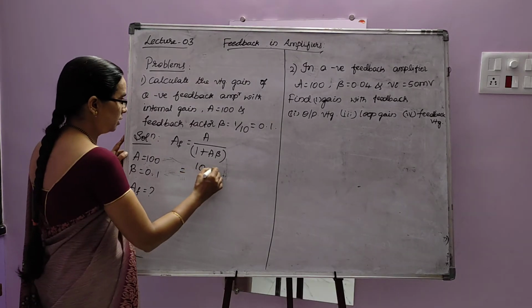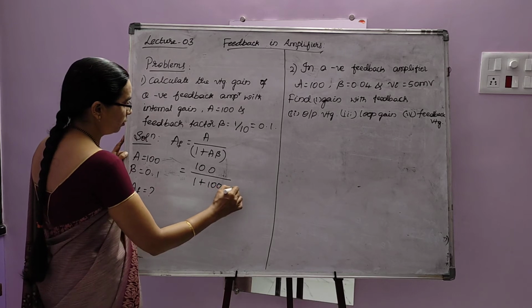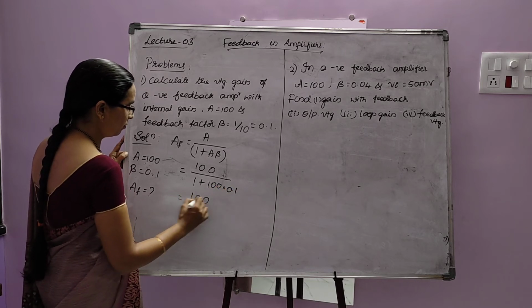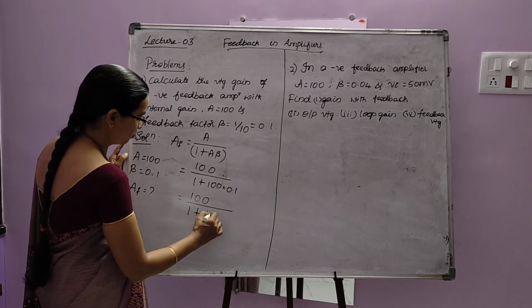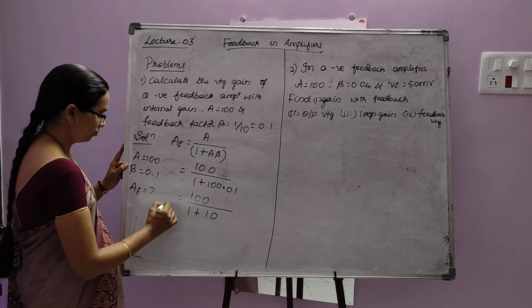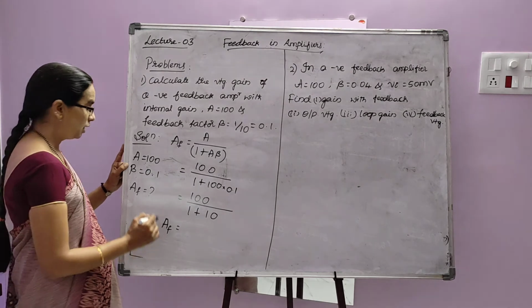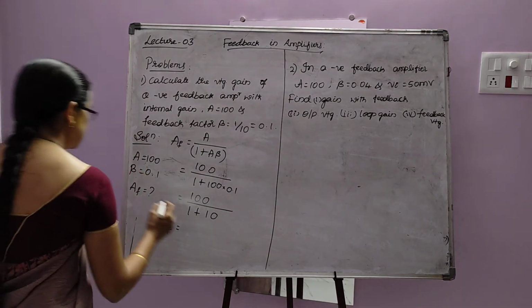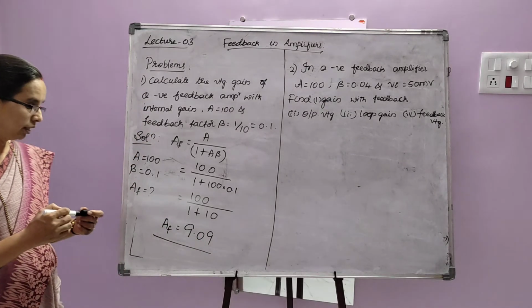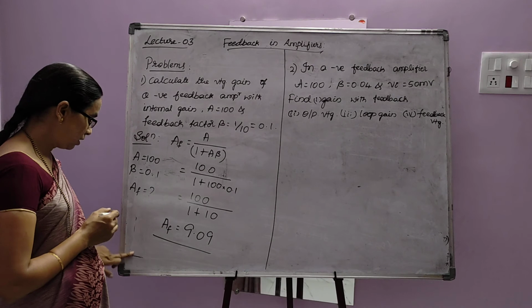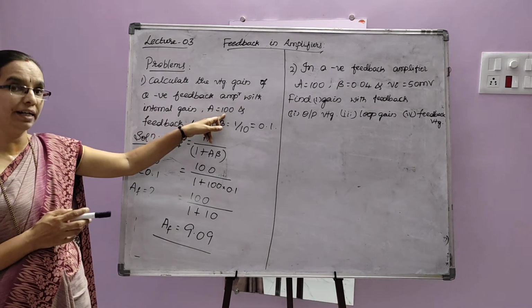A is 100. 1 plus 100 into 0.1. 100 divided by 1 plus 10 it is. AF is equal to 100 by 11. It is 9.09. No unit for gain. The gain with feedback is 9.09, whereas the gain without feedback was 100.